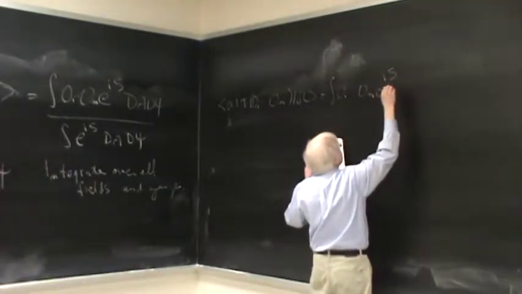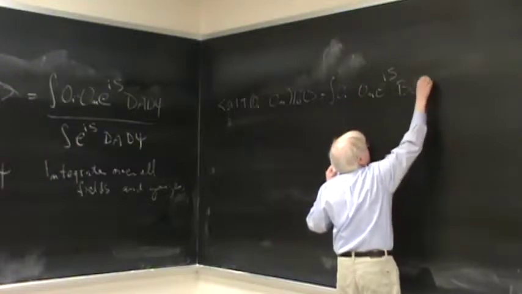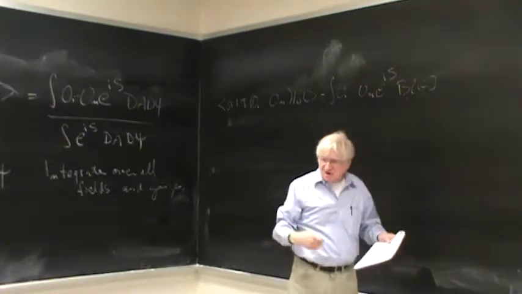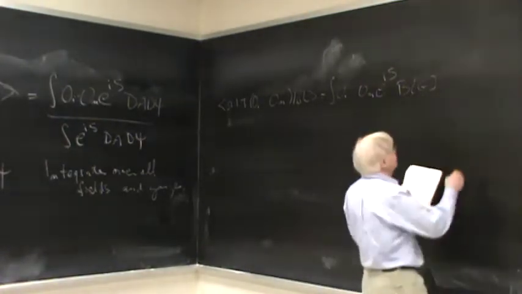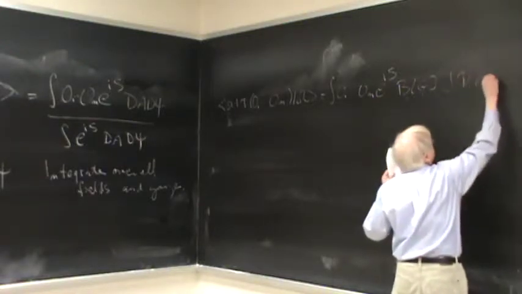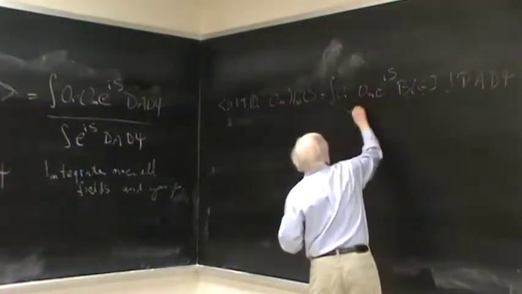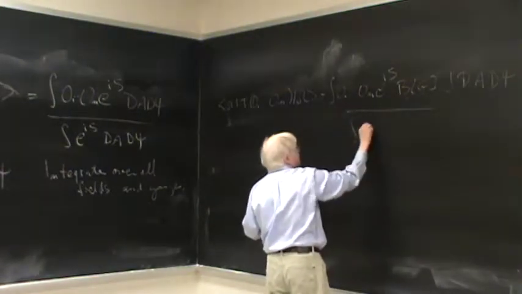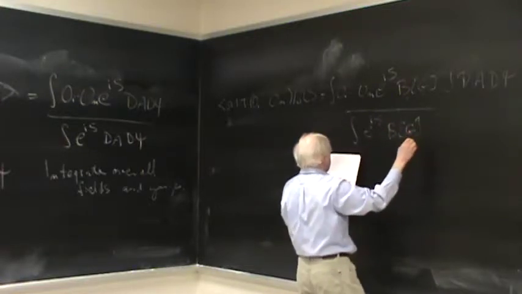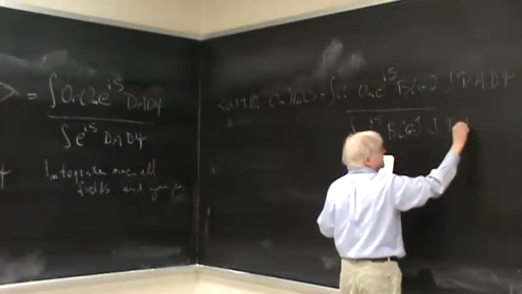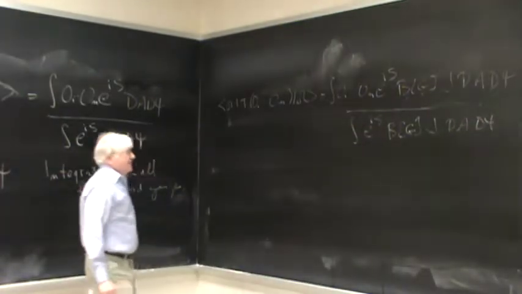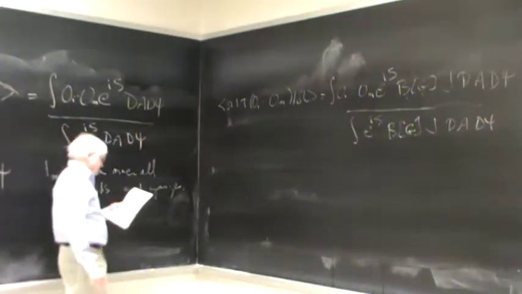e to the iS. This is a gauge fixing condition. B is some functional of the gauge fixing condition. J is a determinant, dA d psi, and then we divide by the integral of e to the iS B of g J dA d psi. So that's the Faddeev-Popov trick.